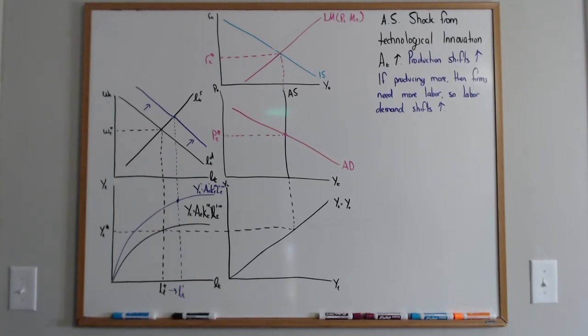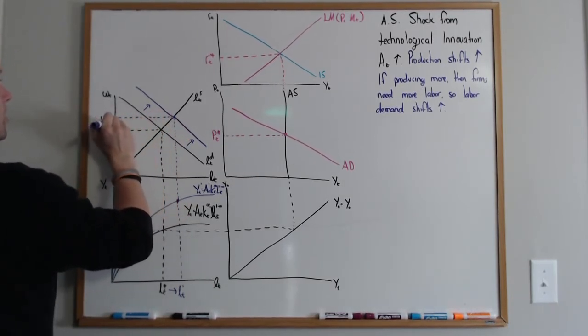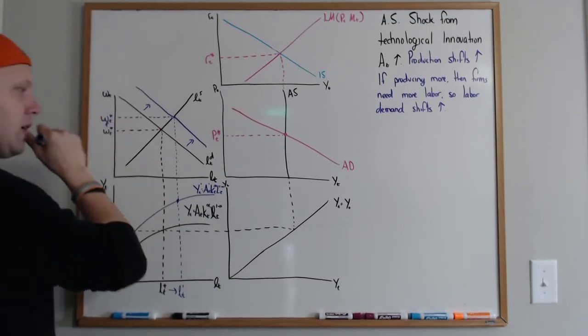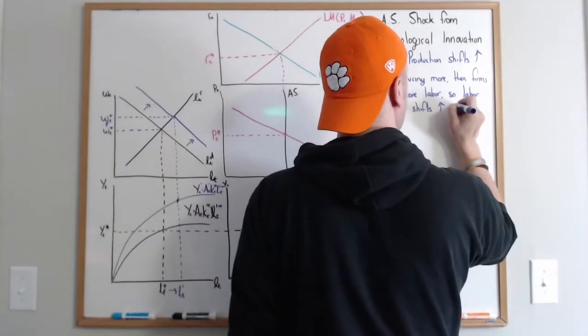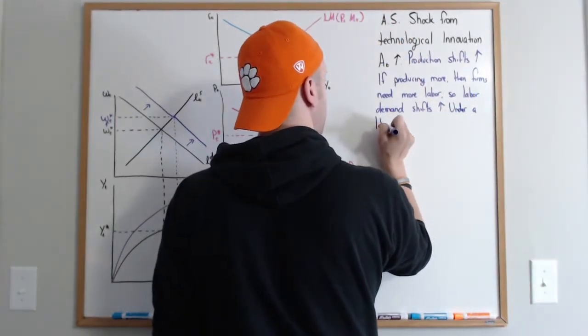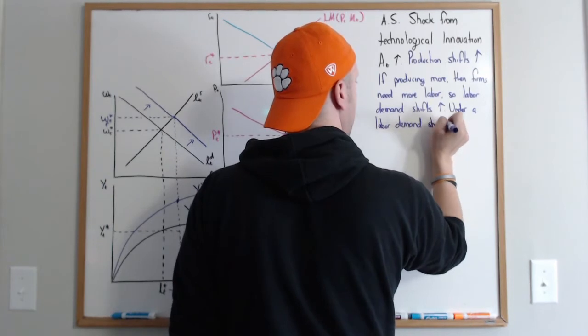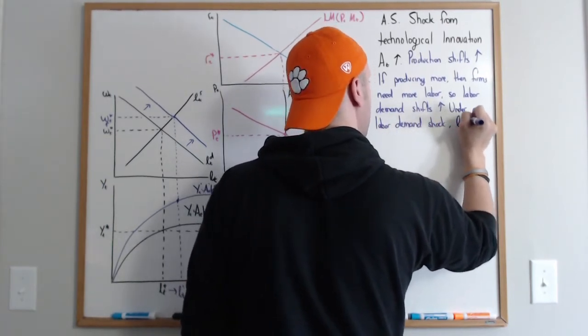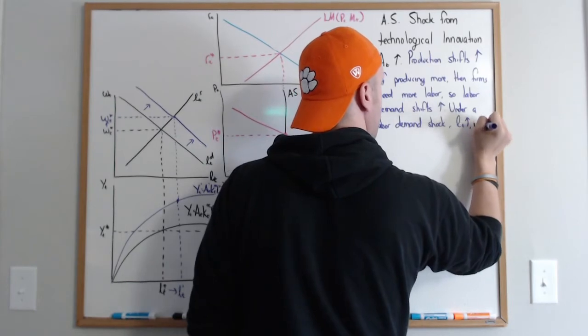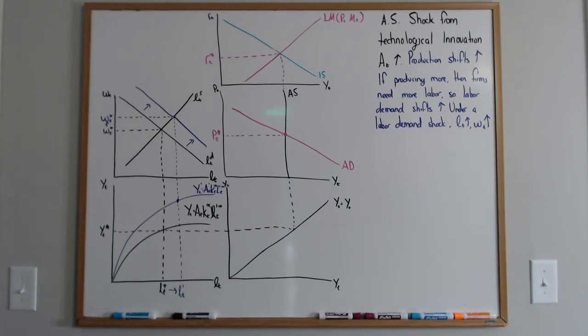When that happens, because firms need more labor, and we're shifting labor demand along a stationary labor supply, the real wage rate is going to increase. So I'll say under a labor demand shock, labor and real wages both increase.